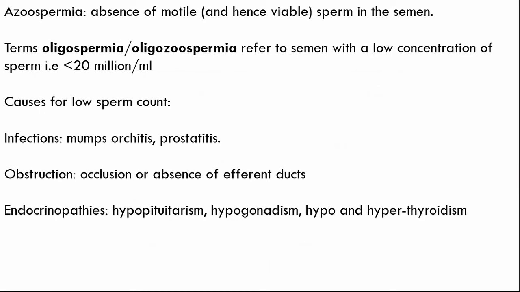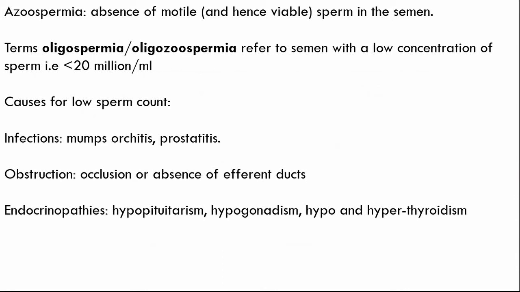endocrinopathies. Infections. Examples of conditions are mumps or orchitis. Mumps is an infectious viral disease causing swelling of the parotid salivary gland and causes sterility in case of males. Orchitis is pain and swelling in the testicle. Usually it is seen during the first week of mumps, that is mumps orchitis. Prostatitis is the swelling and inflammation of the prostate gland.